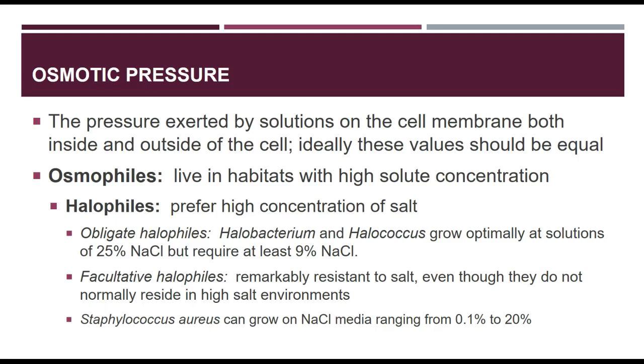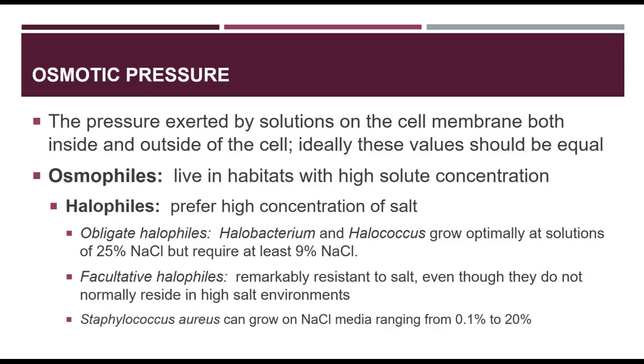Another environmental factor that microbes have to deal with is osmotic pressure. Osmotic pressure refers to the pressure that is exerted by solutions both inside and outside of the cell. This is the pressure that's put on the cell membrane. Ideally, a cell wants this pressure to be equal, equal pressure from the inside and the outside. However, if we change the environment, as we learned in mini lecture 6.1, if water flows into the cell at a greater rate than it's flowing out, we're going to get a greater pressure on the inside than on the outside, and that can cause cells to rupture.